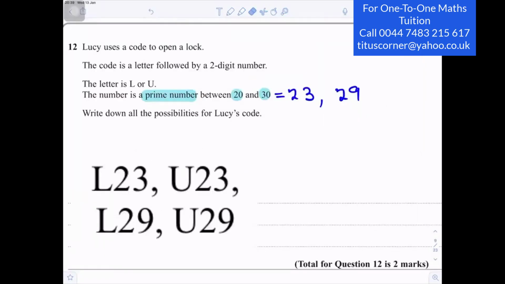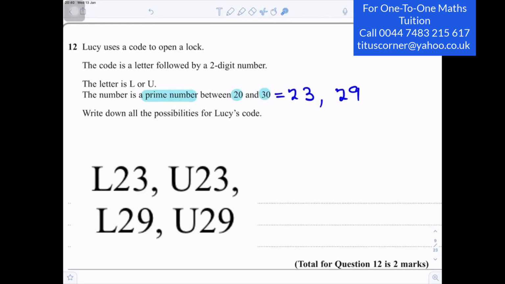Question number 12. Lucy uses a code to open a lock. The code is a letter followed by a 2-digit number. The letter is L-O-U. The number is a prime number between 20 and 30. Write down all the possibilities for Lucy's code.